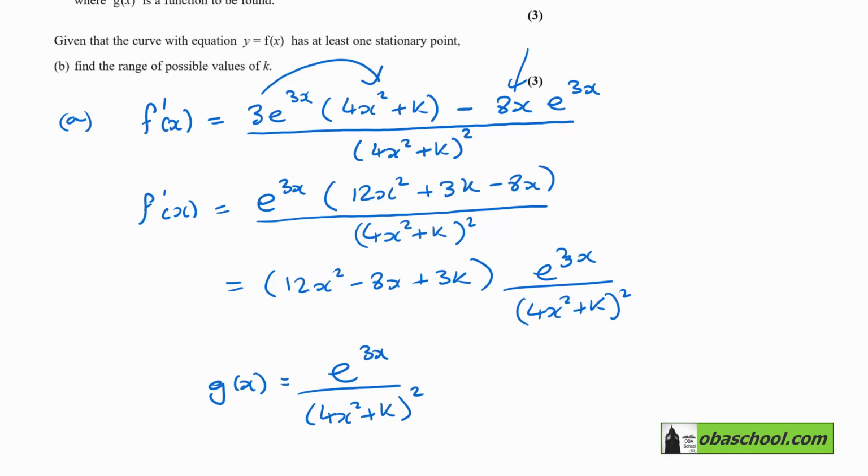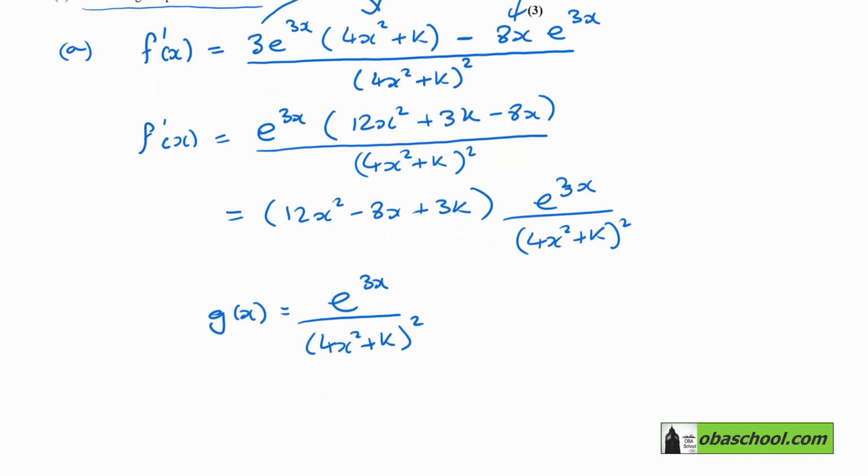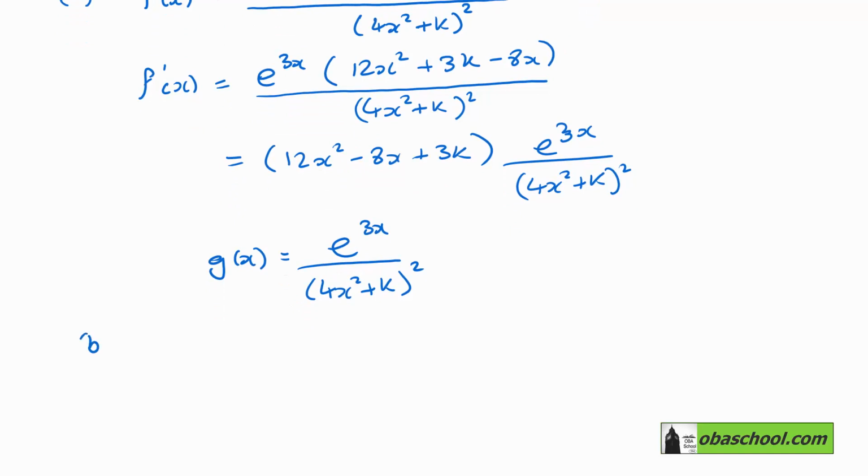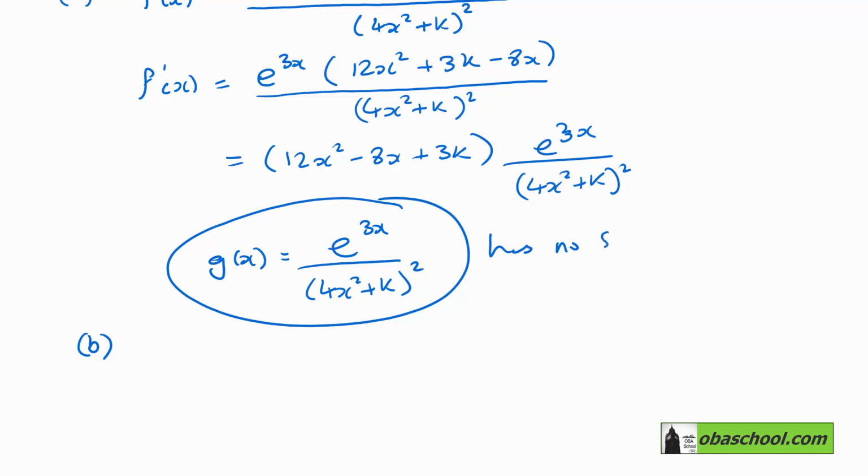We're now given that the curve with the equation y equals f of x has at least one stationary point. Find the range of possible values of k. Well, suppose we should state that g of x has no stationary points. To have stationary points, it would need to be equal to 0, and it can't be because the top can't be equal to 0. So any zeros must come from this.